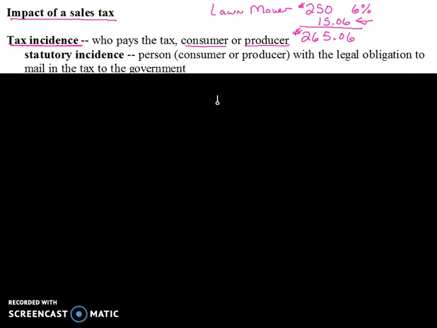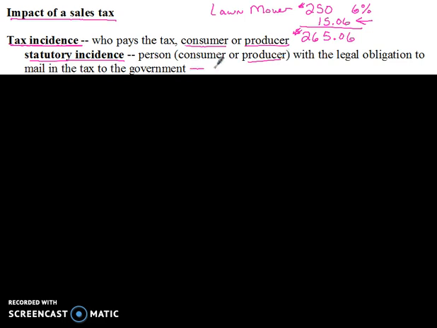First of all, we need to break this idea of who pays the tax down into more detail. When we say tax incidence, there are really two parts to that idea. One part is what we call the statutory incidence. The statutory incidence is the person, the producer or consumer, usually the producer but not always, with the legal obligation to mail the tax into the government.